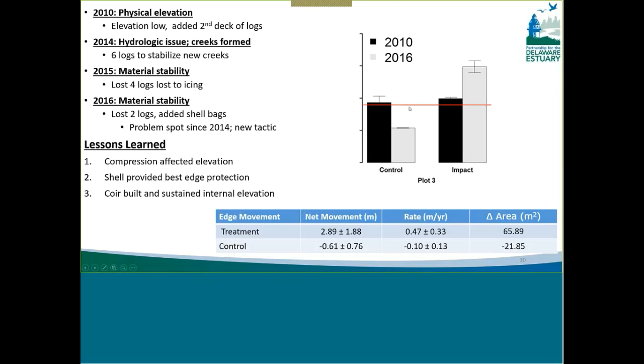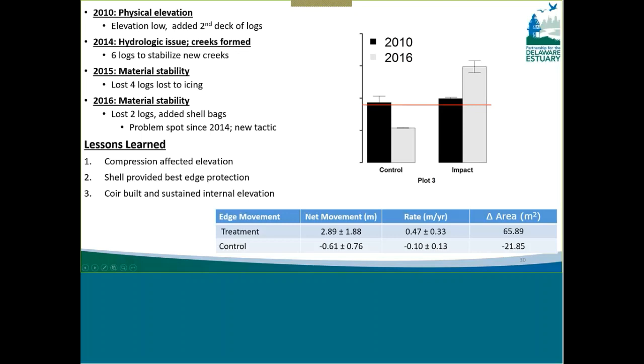This red line indicates mean water, right? And our y-axis here is our vegetation robustness. Oh, no, I'm sorry, this is our elevation on this line. Cut that off here. And then the black bars are 2010 and 2016. So this is that two-way before-after control impact.